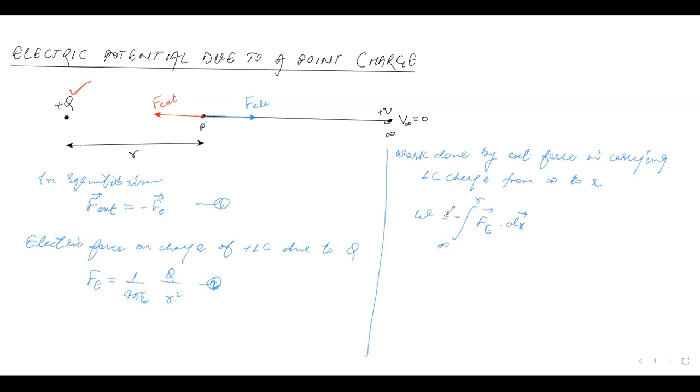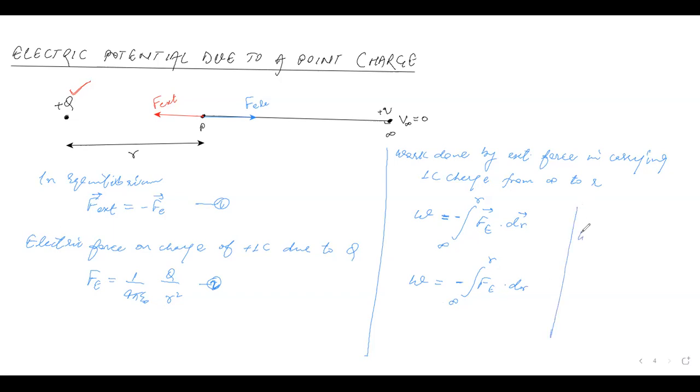Are you understanding this, Hamza, or not? Yes, sir. Okay. Now W is equal to minus the integral from infinity to R of F electric dot dr, times cos 0 degree, because there is no angle between the displacement and the force. There is no need to write it, so we can easily remove it.